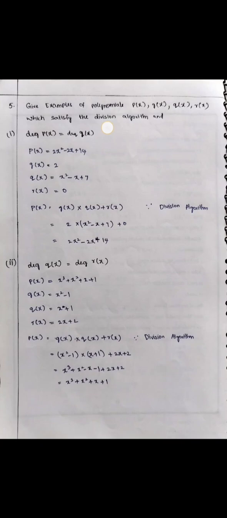Third, degree of r of x is equal to 0. The remainder will not have any linear or quadratic polynomial, so we can take r of x to be a constant. We can use anything in p of x, g of x, and q of x. So here I have taken this example. You can take any number of examples like this. It is not specific. We can take any number of examples satisfying all these conditions.